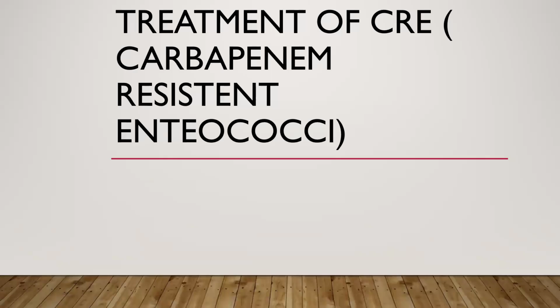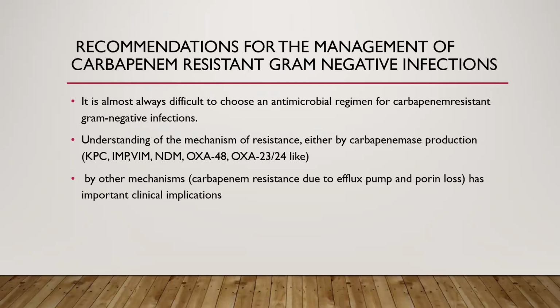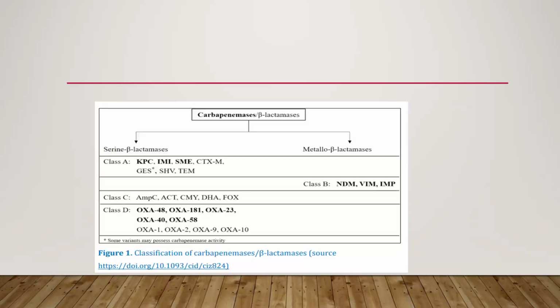Hello friends, today we are going to discuss the treatment of carbapenem resistant enterococci. It is almost always difficult to choose antimicrobial regimens for carbapenem resistant gram negative infection. So understanding the mechanism of resistance, either by carbapenemase production, that is KPC, IMP, VIM, NDM, OXA-48, OXA-23 like, or by any other mechanism like efflux pump or porin loss, has important clinical implications.